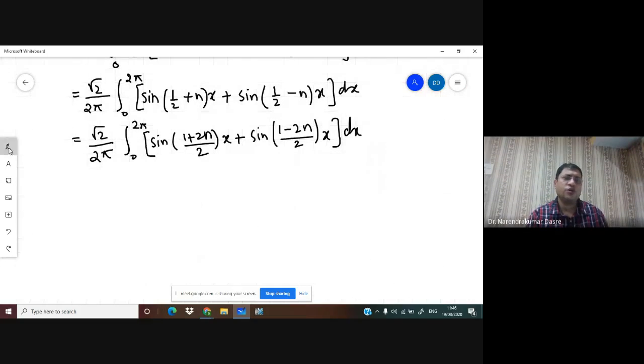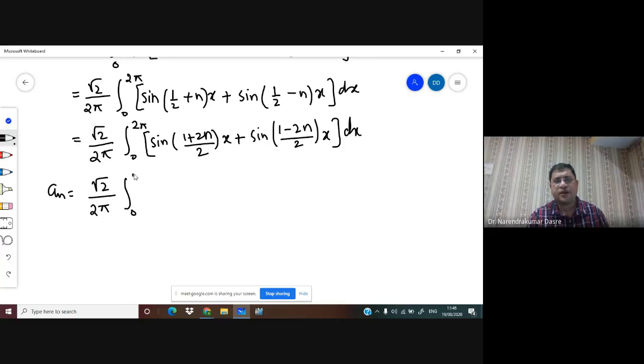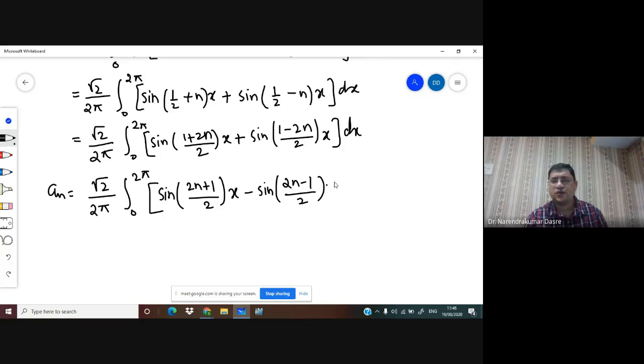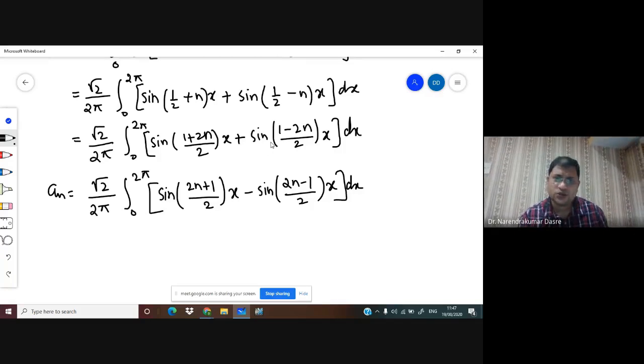So moreover, we can simplify this as an is equal to 2 upon 2 pi integral 0 to 2 pi, and here I can write sine of n plus 1 by 2 x minus sine of n minus 1 by 2 x, and here dx. So what I know is I have taken this minus sign out. So we know sine of minus theta is minus sine theta, and that's why I have taken this minus out. And now let us integrate.